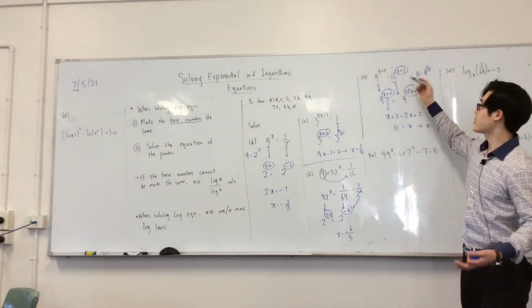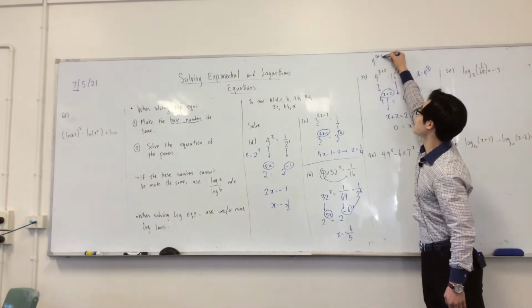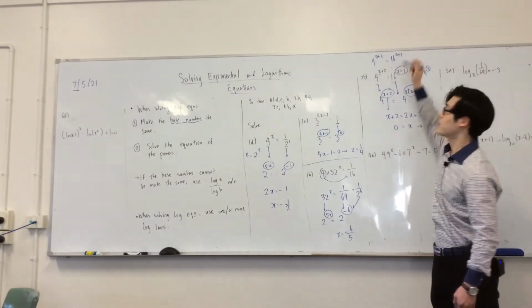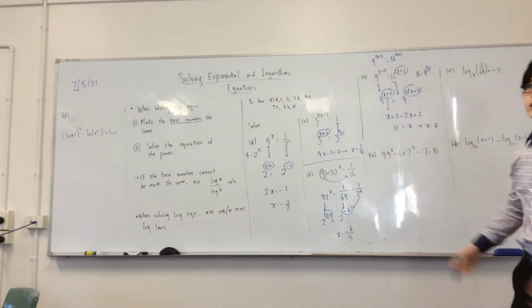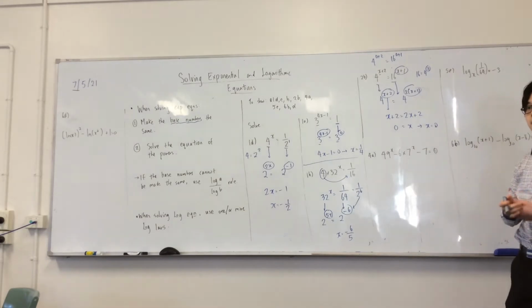Yeah? And in this case, can you see it will work? Because this will be 4 to the power of 0 plus 2 is equal to 16 to the power of 0 plus 1. 4 squared is equal to 16. So that's how you check your answer in the exam. Okay? Now, let's go to the type of exam style questions, HSC style.